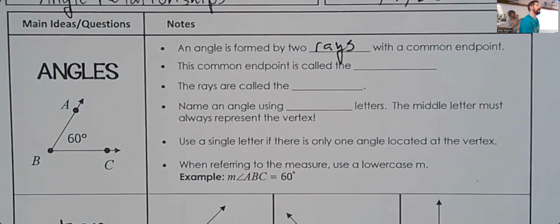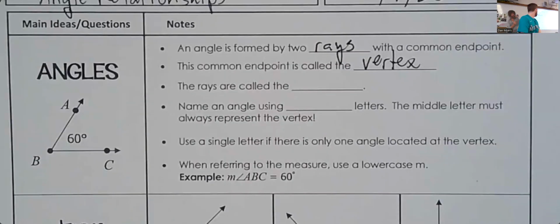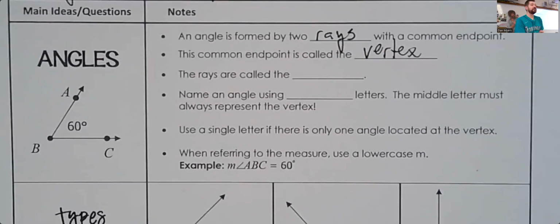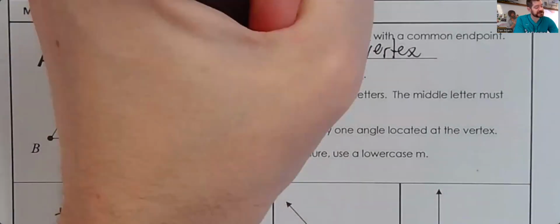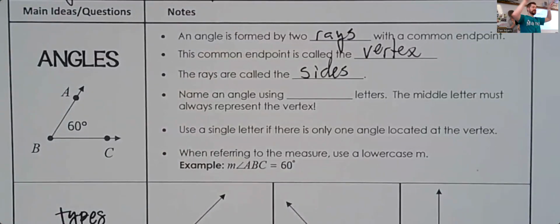Cool. The common endpoint is called what? That hinge, that point at the end of an angle. It's called what? It was the next definition. The endpoint, yes, which is called the vertex. There it is, vertex. All right. The rays are called, we didn't really write specifically this down. I did mention it, but we didn't really spend much time on it. The rays are called the sides. So if you hear sides of an angle, it's just talking about the rays.